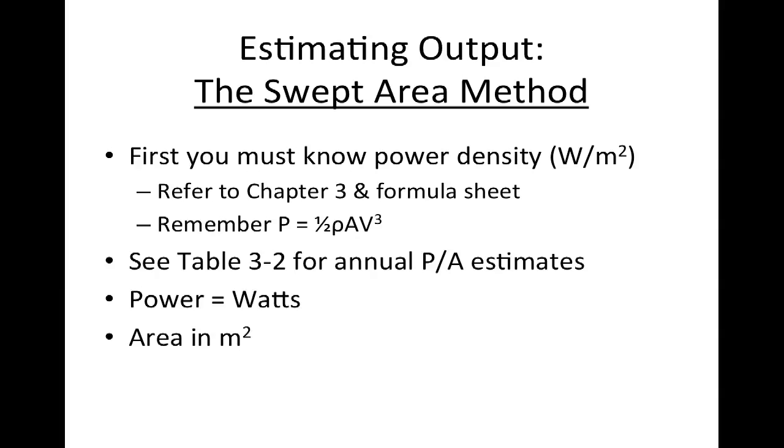We finished chapter 3, and we had a lot of formulas. There was a formula sheet that we looked at that had some cheat sheets for us. The main formula that we needed to get the power density, of course, was 1/2 times the density of the wind times the swept area of the rotor times the velocity of the wind cubed. We also saw some nice tables which gave us estimates for the amount of power that was available.